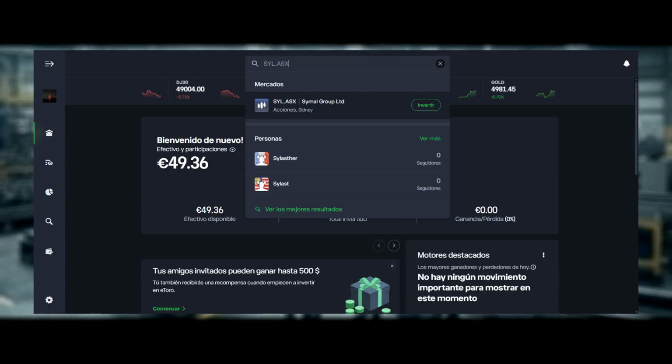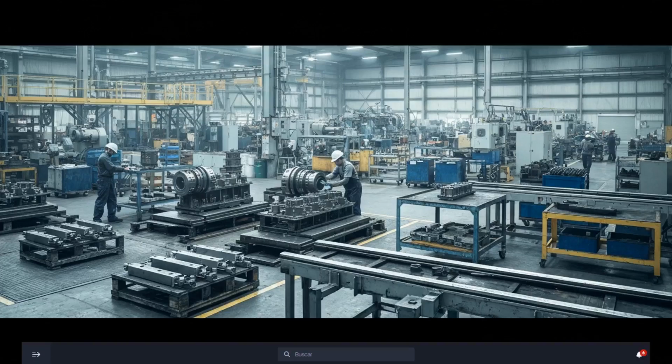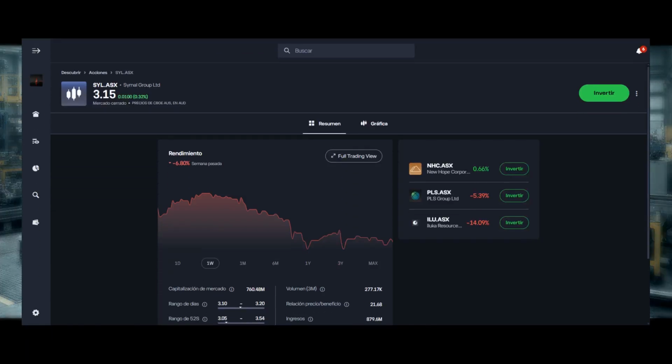SYL.ASX to locate the exact Symal Group Ltd listing. Then select the result that shows trading on CBOE AUS. On the asset page, review the company overview and the price chart to confirm you have the correct Symal Group Ltd listing under SYL.ASX before proceeding.